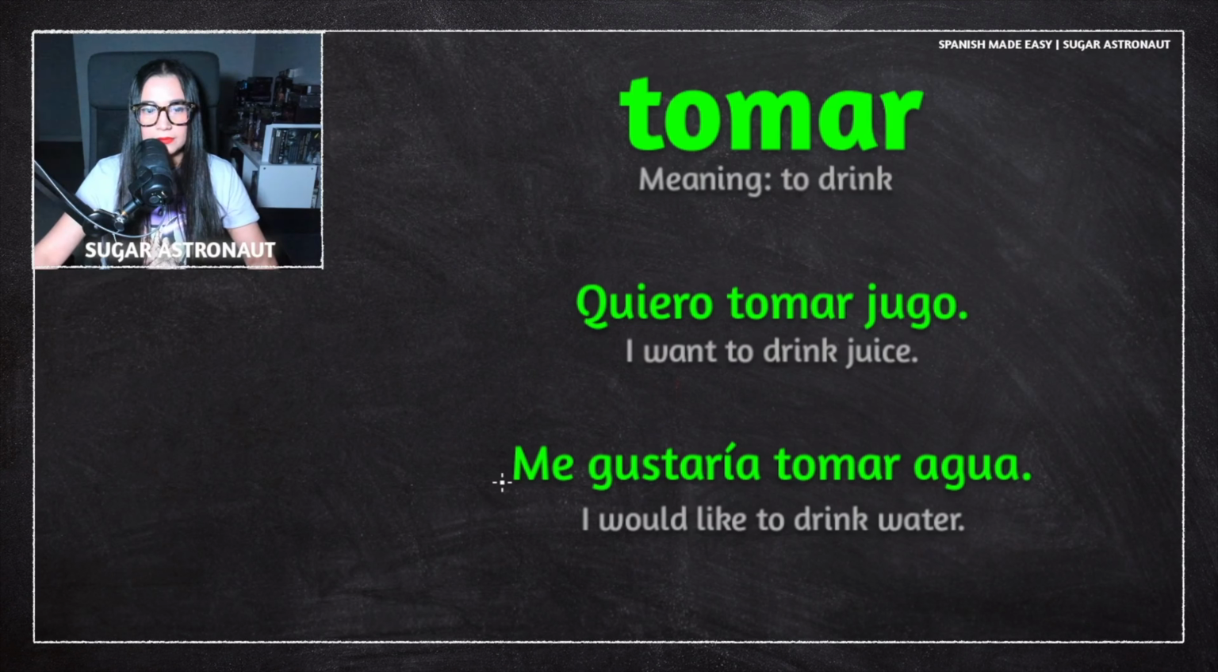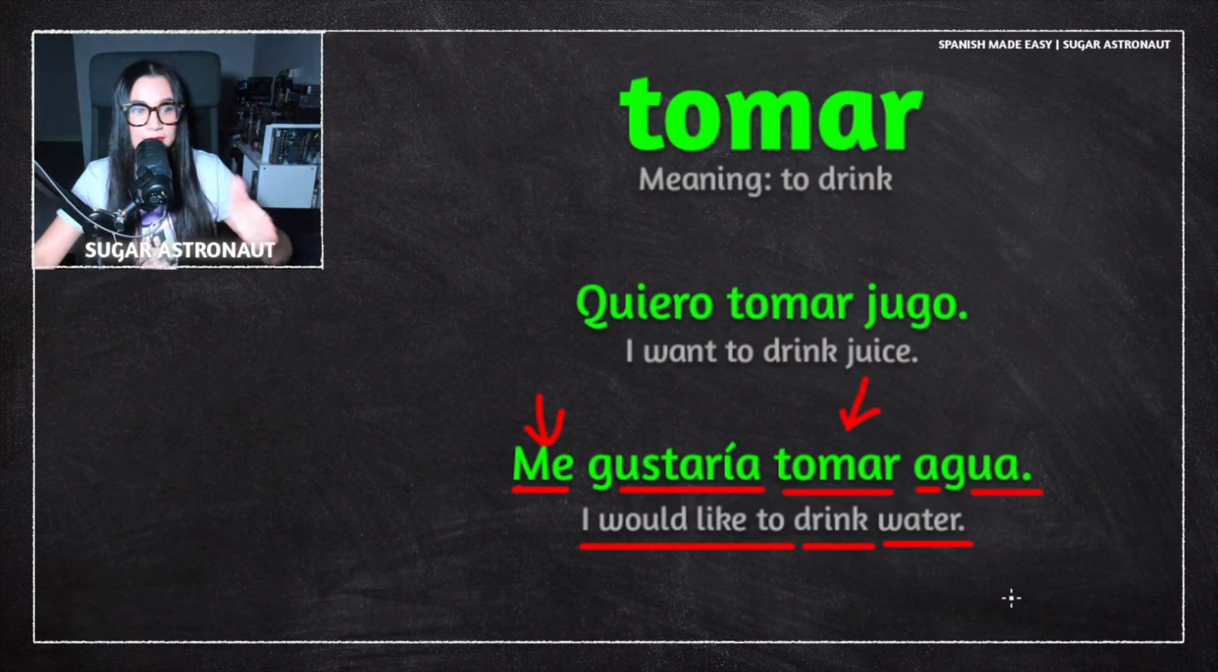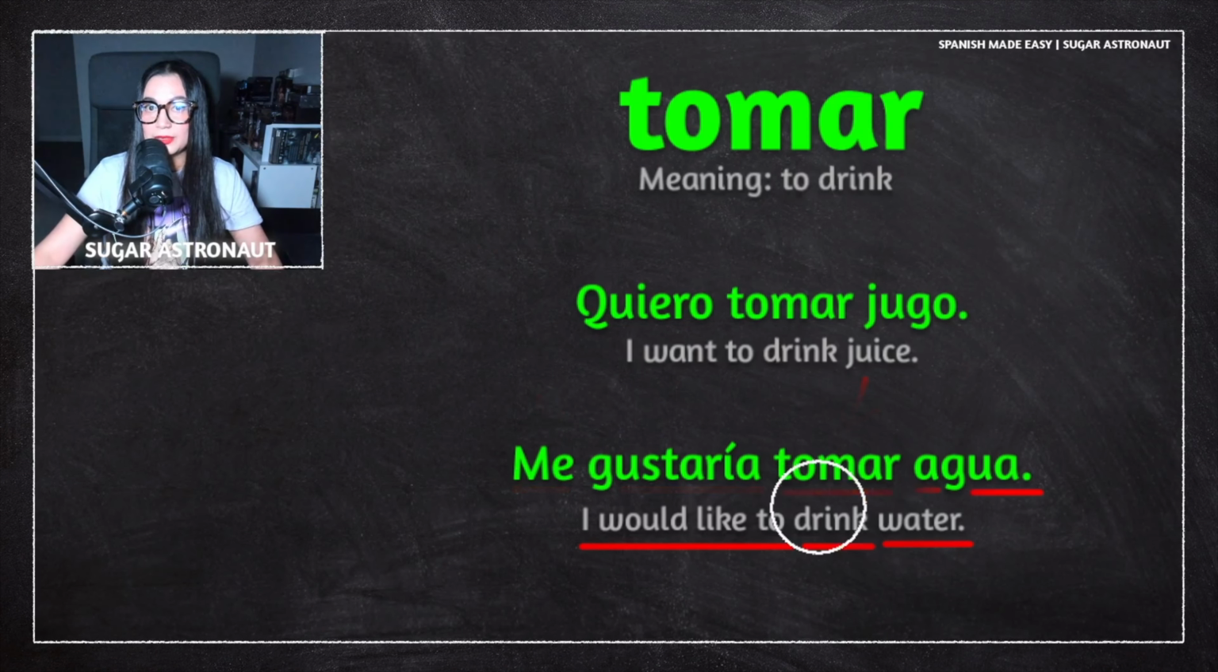Let me break this down. Me, another reflexive pronoun. Me gustaría. This means I would like to, okay, to do something. In this situation, tomar, drink. Again, the verb is in the infinitive form. Don't conjugate it. And then agua, water. Okay, so this is a good answer for sure.